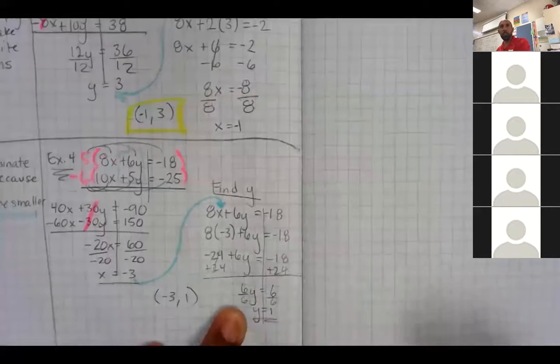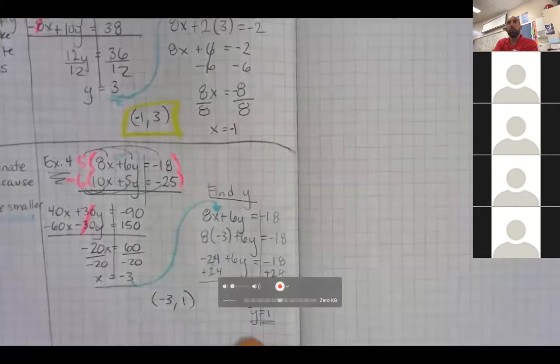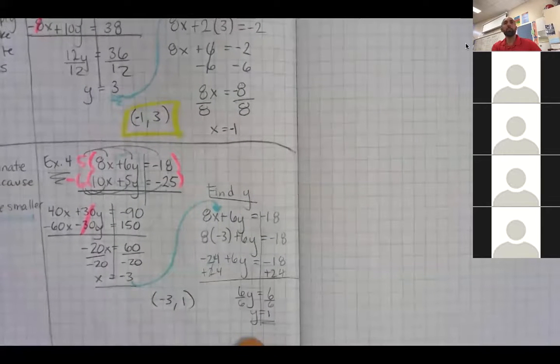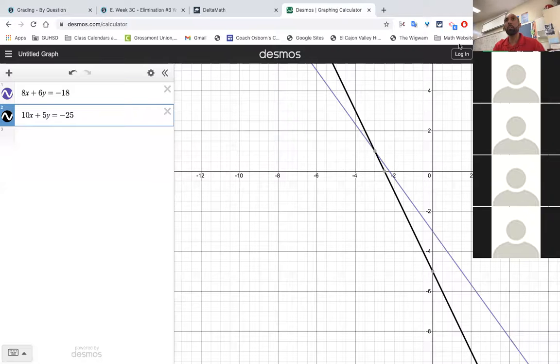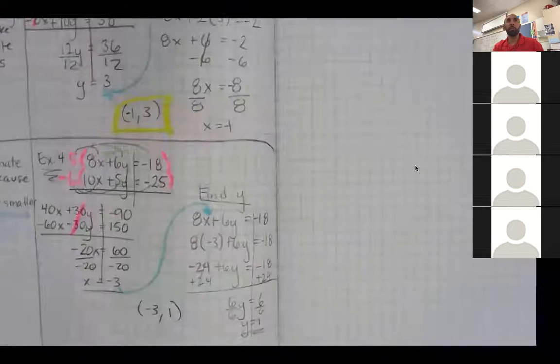Move this down a little bit. And kind of pause that just so that you guys can see it. All right, and if I were to verify that, you guys are writing it down. I'm actually going to type it in Desmos just to double check. And then 10x plus 5y equals negative 25. All right, so here I've got it all typed up. So now negative 3, 1, there's the solution, so it is correct.